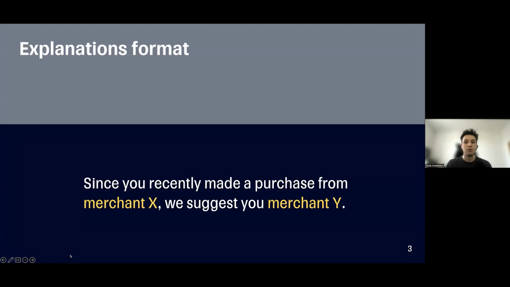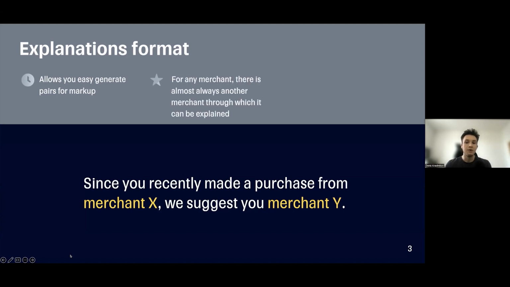In our work, we used item-based explanation format. Since you recently made a purchase from merchant X, we suggest you merchant Y. For now, merchant is a shop or cafe or restaurant, etc. We've chosen such one for several reasons. Firstly, it is easy to generate pairs for markup. We randomly sampled 2 different merchants. Secondly, for any merchant, there is almost always another merchant through which it can be explained.